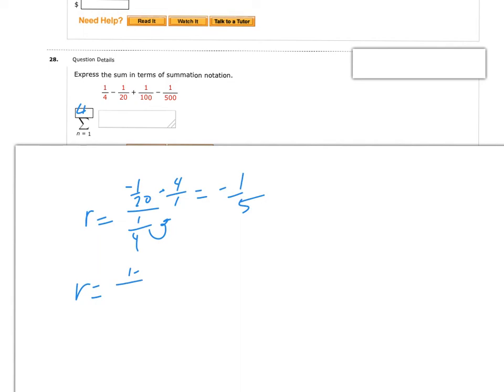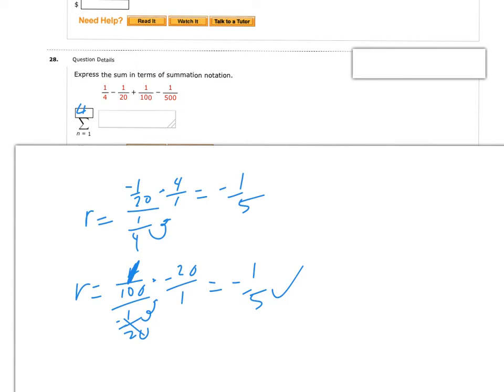So if I did 1 over 100 divided by negative 1 over 20, multiply by the reciprocal there, that's just a 1 right there. That would be negative 20 over 1, and that actually reduces to negative 1/5 as well. So I think this is geometric.